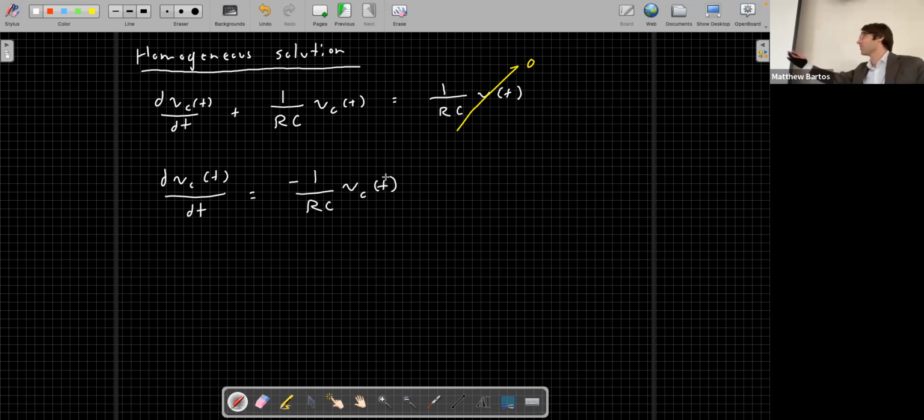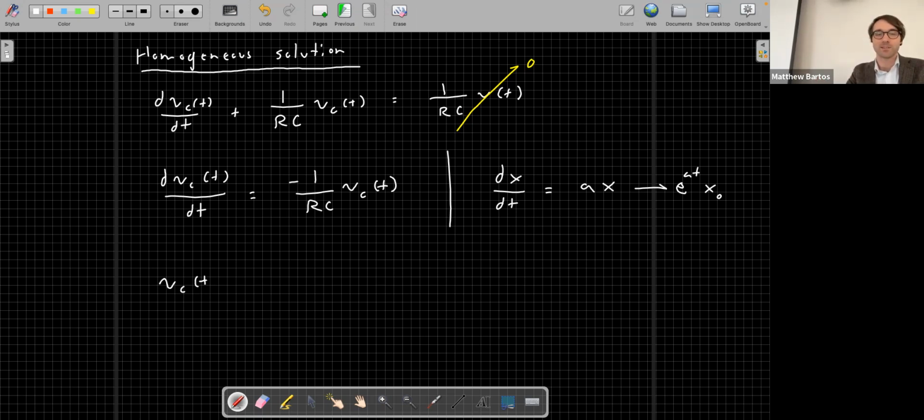Right. Essentially, we know what the system is; we've seen this multiple times now. We can think of this as just being some system dx/dt is equal to ax, right? What's the solution to a system of this form? Right, this will be e to the at times x naught. So that is the homogeneous solution. You can just look at this problem and see that the solution for the homogeneous case is going to be V_C(t) equal to e to the -1 over RC t times the initial voltage across the capacitor. So this is our homogeneous solution.